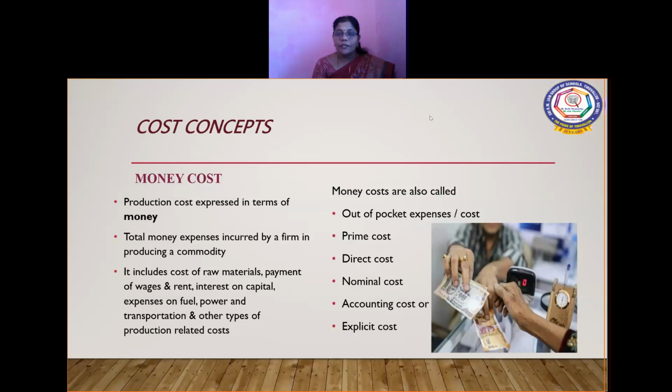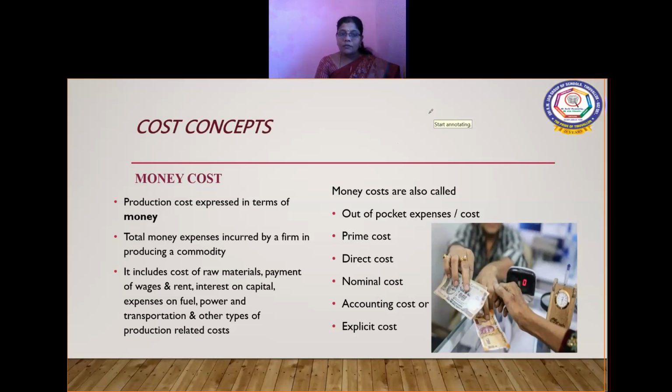Now we are going to discuss cost concepts. In that, first we are going to discuss money cost. Production cost expressed in money terms is called money cost. In other words, it is the total money expenses incurred by a firm in producing a commodity. Money cost includes expenditures such as cost of raw materials, payment of wages and salaries, payment of rent, interest on capital, expenses on fuel and power, expenses on transportation, and other types of production related costs.